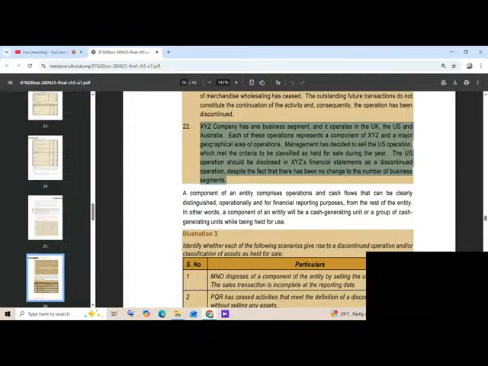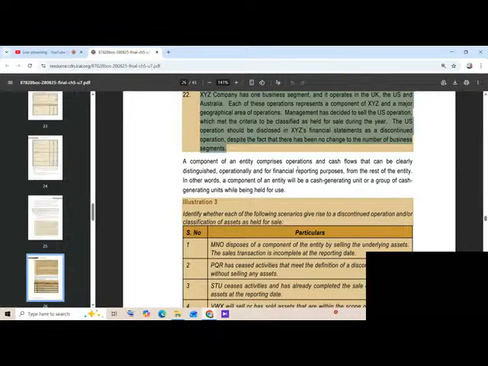Final example 22. XYZ company has one business segment and it operates in the UK, the US, and Australia. Each of these operations represents a component of XYZ and a major geographical area of operations. Management has decided to sell the US operation, which met the criteria to be classified as held for sale during the year. The US operation should be disclosed in XYZ's financial statements as a discontinued operation, despite the fact that there has been no change to the number of business segments.